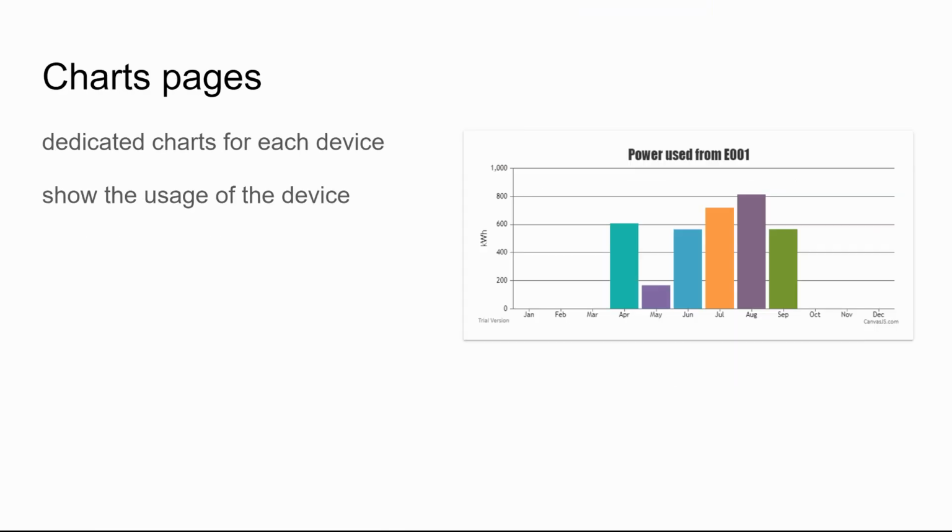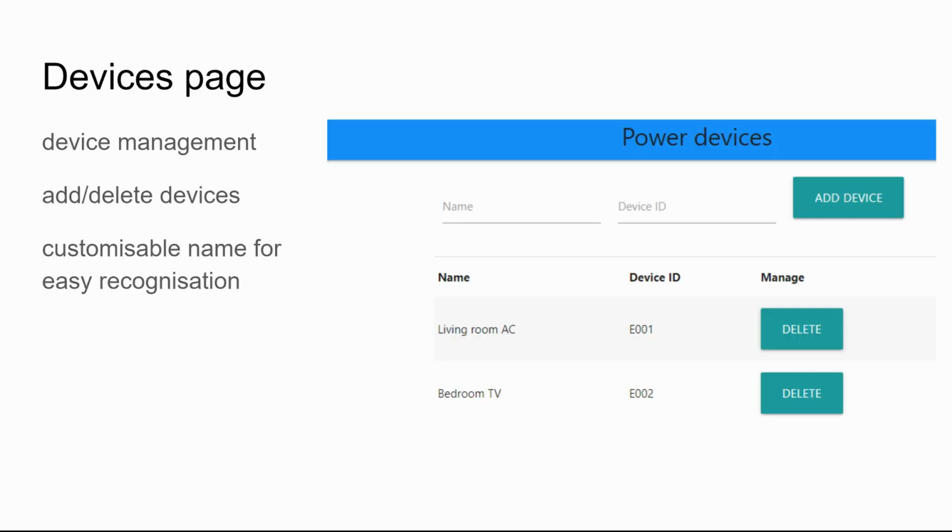For the chart page, it will show the data of all the devices. If the user has more than one device, the page will show multiple charts. And for the device page, the user can manage their devices on this page, so they can see how many devices they have added into their account, and they can also add a device by entering the new device and its new name. Also, they can delete the device by pressing that button.